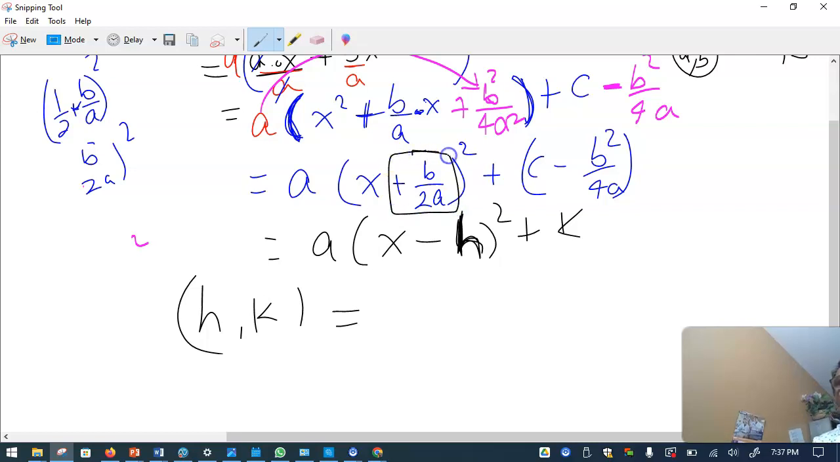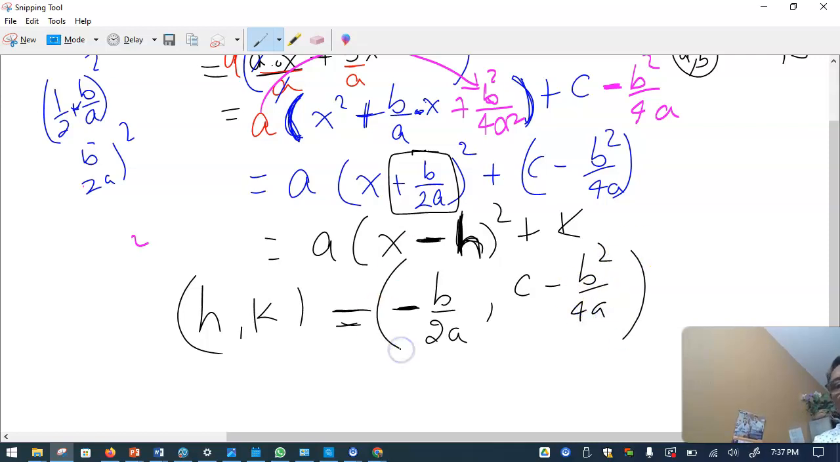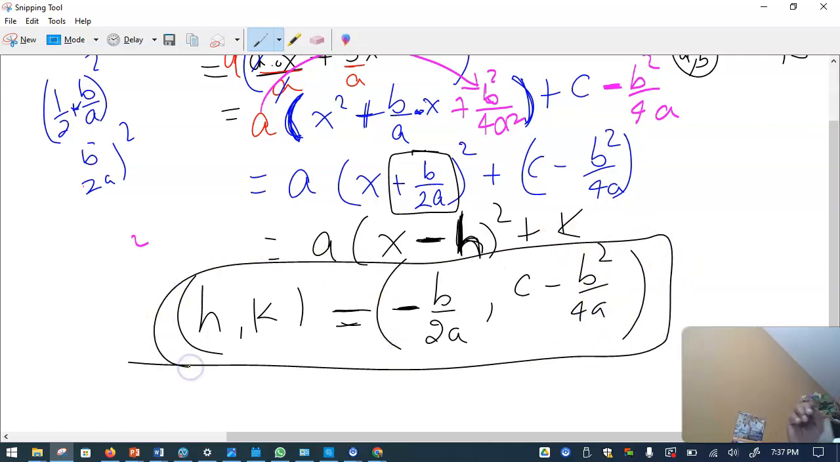This h is the opposite. Now see, this is plus b over 2a, and this is minus, right? So it has to be the opposite. So h is minus b over 2a, and k is c minus b squared over 4a. So this is the main formula of the relation.